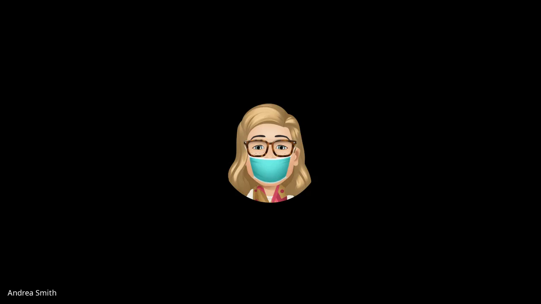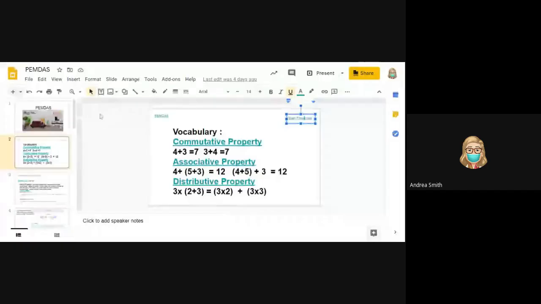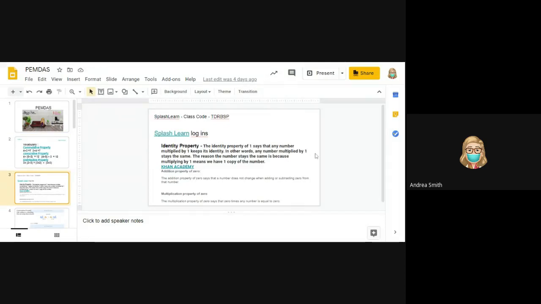Let me go back, and I'm going to add one more thing for today, and then I'm going to let you guys practice just a little bit on a couple of these properties for examples. Okay, I want to just add one more thing. Identity property. If you are using an identity property with the number 1, that says that any number multiplied by 1 just keeps its identity. In other words, 12 times 1 is still 12.